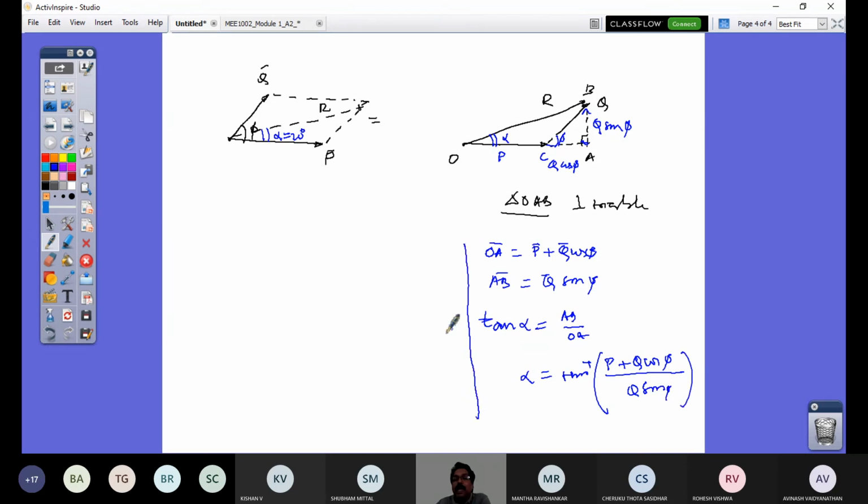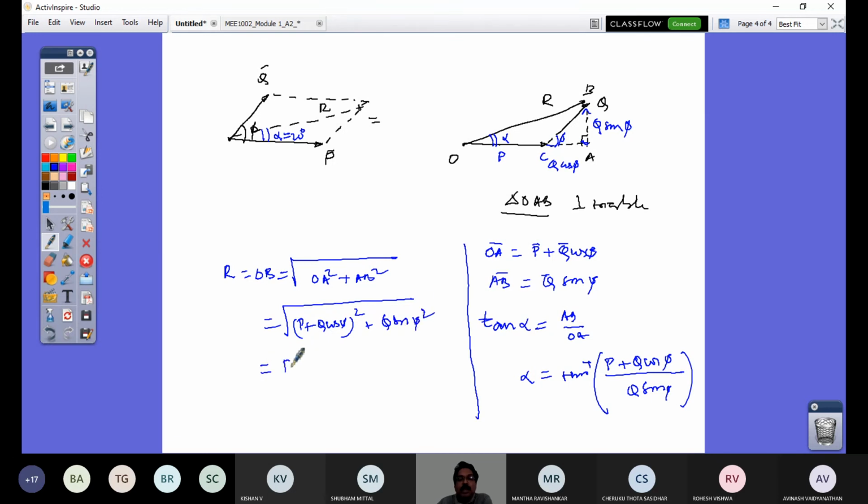How do I get my magnitude? It's simple: OB is my magnitude R, which is under root of OA square plus AB square, Pythagoras theorem. So substitute: OA is P plus Q cos phi, square that, and AB is Q sin phi, square it. Then it's going to be P squared plus Q squared plus 2PQ cos phi, plus Q squared sin squared phi. See, nicely coming. It's very interesting, right?